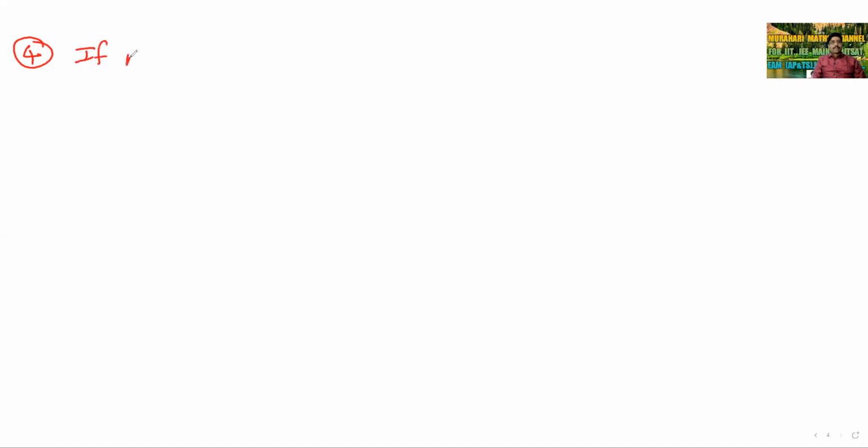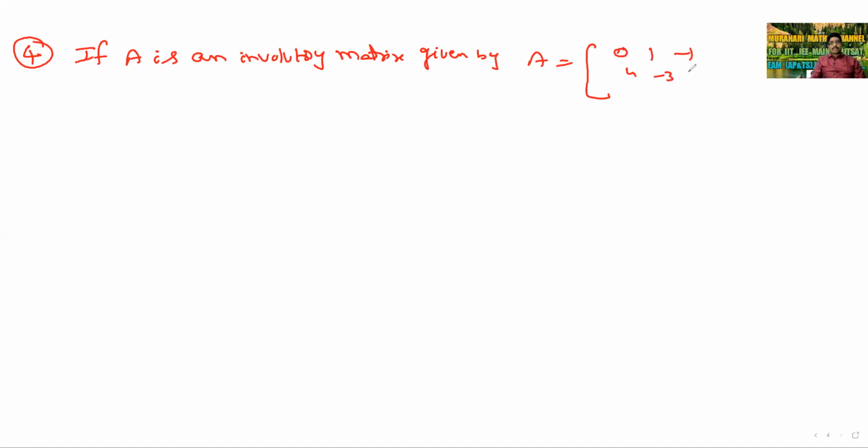If A is an involutory matrix given by A is equal to 0, 1, minus 1, 4, minus 3, 4, 3, minus 3, 4, then find the inverse of A by 2.